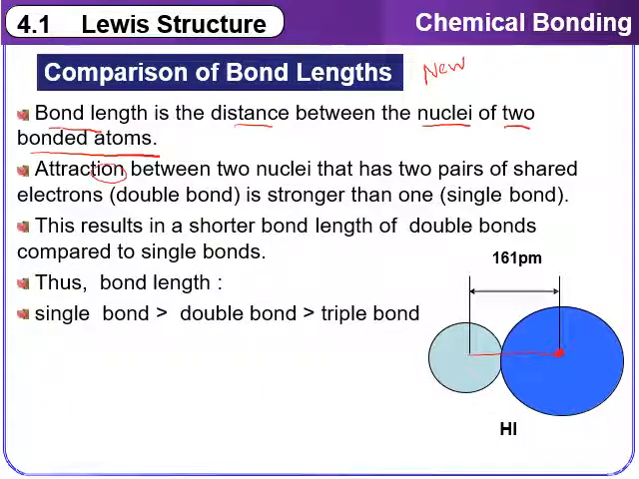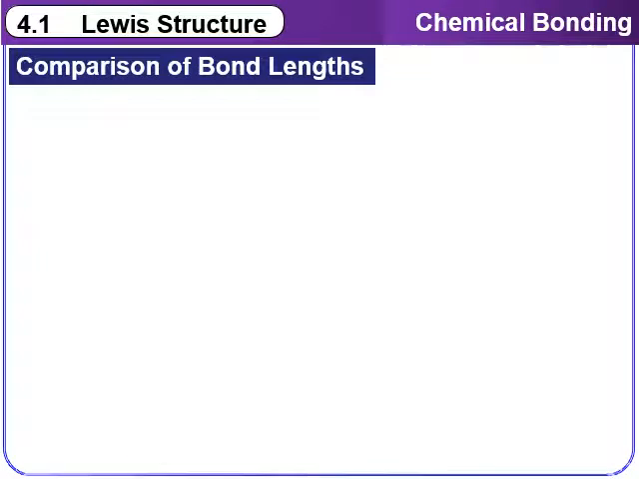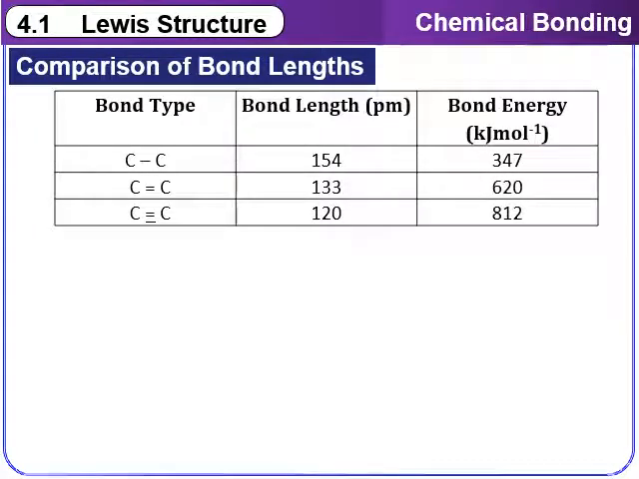The attraction between the nuclei when there are two pairs of shared electrons, a double bond, will be stronger than in a single bond. And then in the end, a double bond will have a shorter bond length. So let's look at the data in the next slide. Now let's compare the bonds between carbon and carbon. From single bond to double bond to triple bond, we notice that the bond length is getting shorter, while the bond energy is getting stronger.